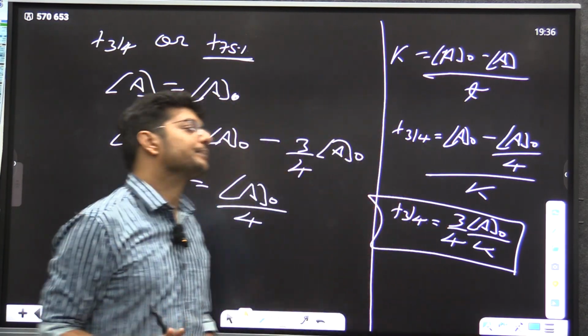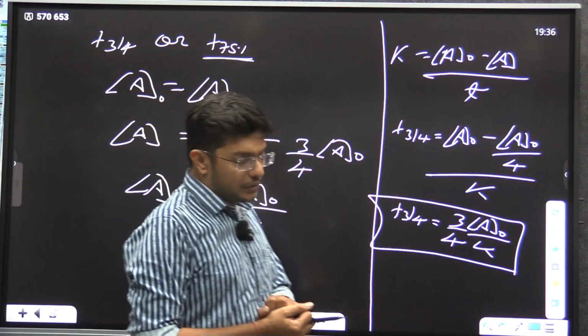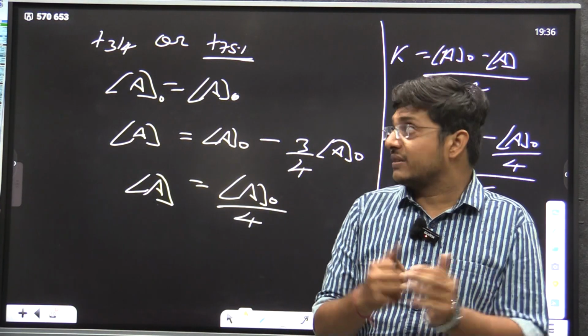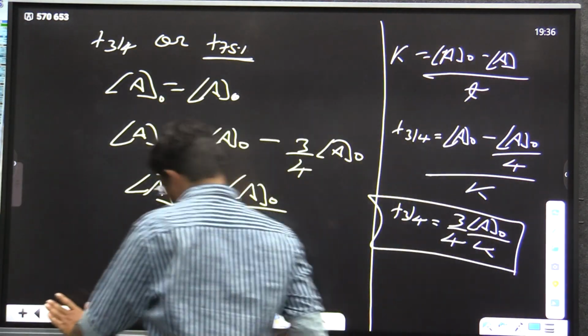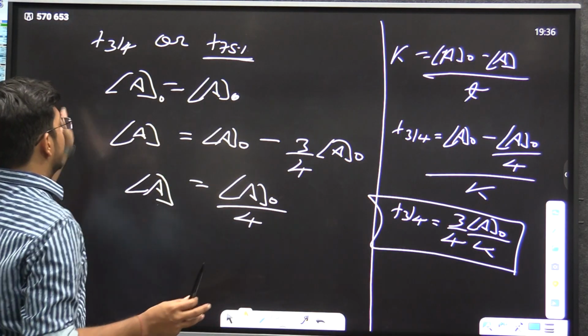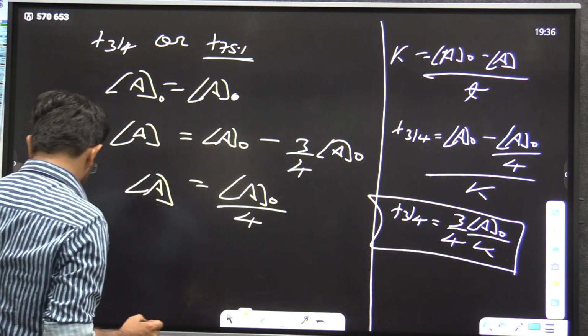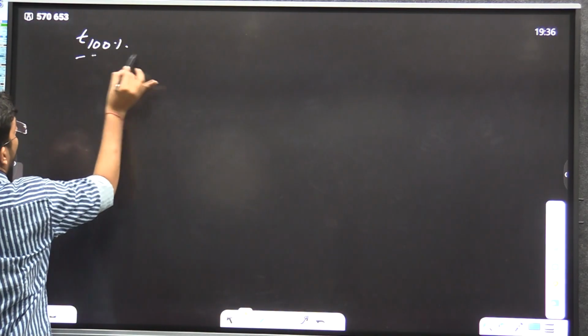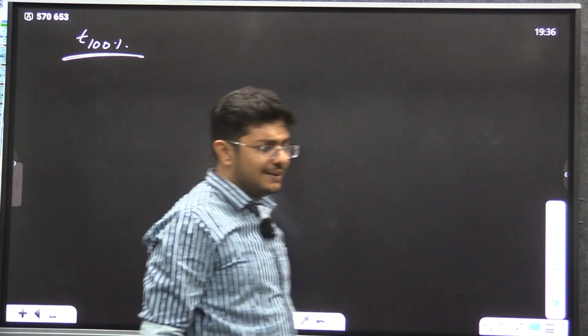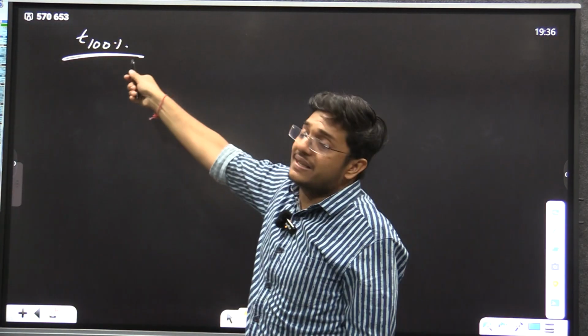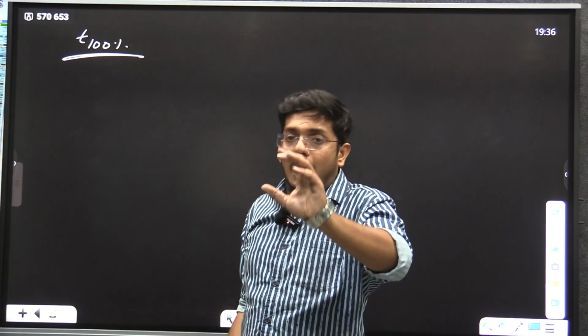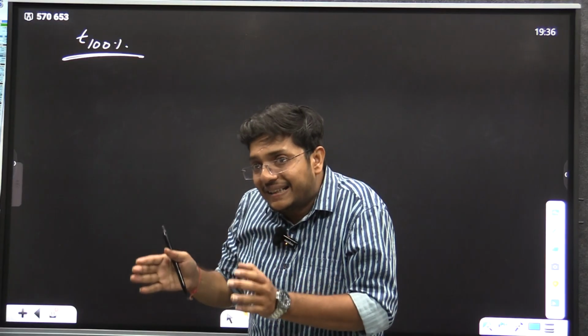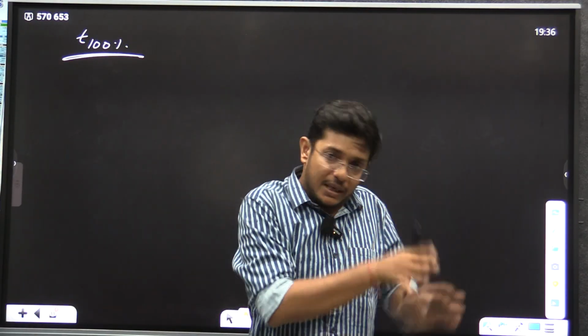You can calculate. Okay. So sir, now the next question which comes to the mind, sir, okay, fine, we can calculate the T 50%, we can calculate the T 75%. Sir, then what is the meaning of T 100%? What is the meaning of this? T 100%. It means 100% of the reactant is converted into product.